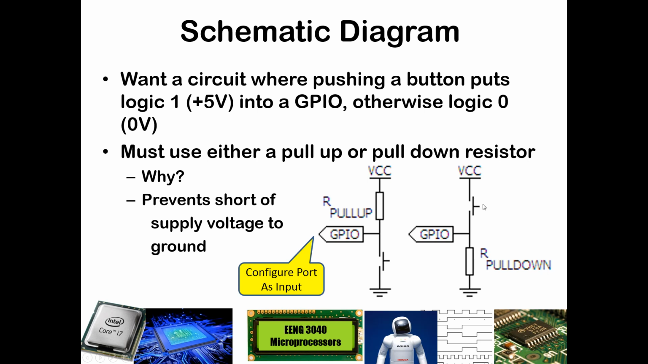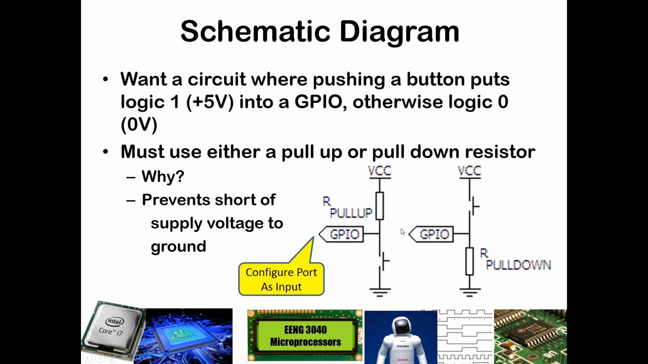When this switch is closed, now we have a short to our VCC. So in this case, with a pull-down resistor, we are seeing that when the button is pressed, we are seeing an output of logic 1. When the button is released, we are seeing an output of logic 0. When you have this, the opposite is true. When this is pressed, you see an output of logic 0, and when it's released, you see an output of logic 1.